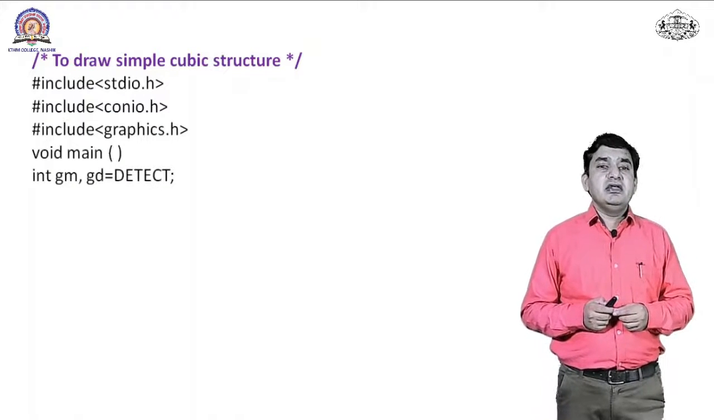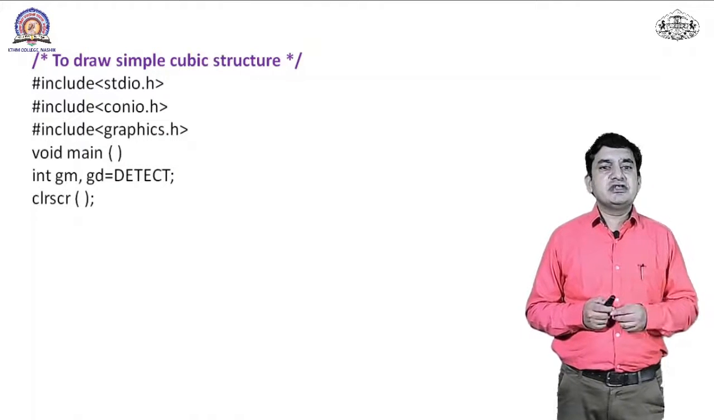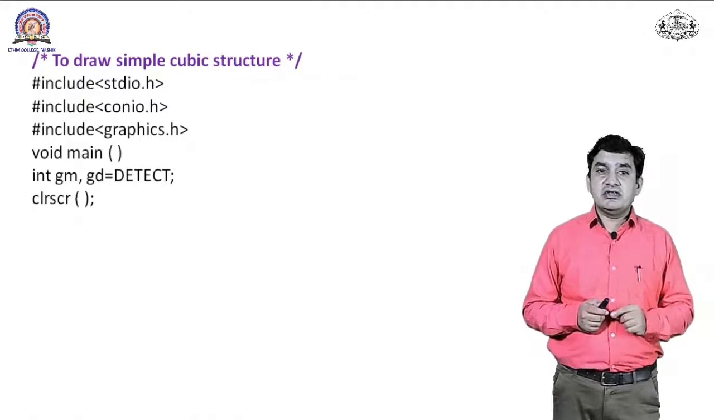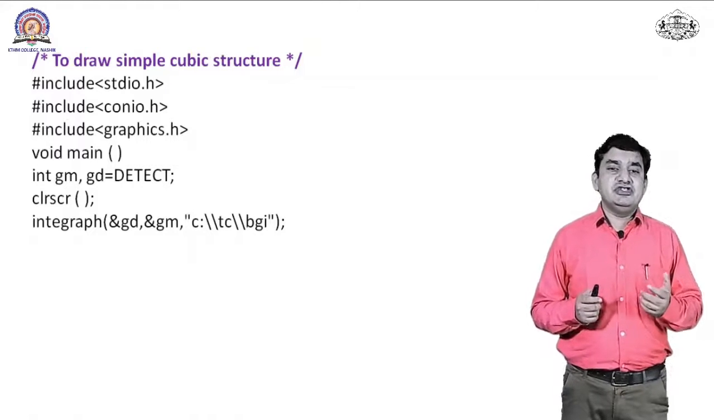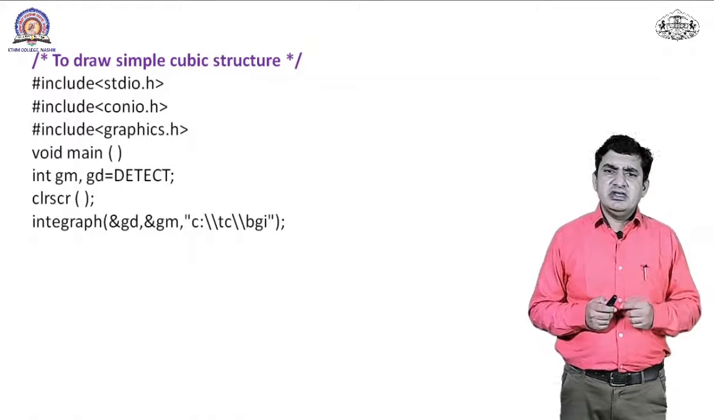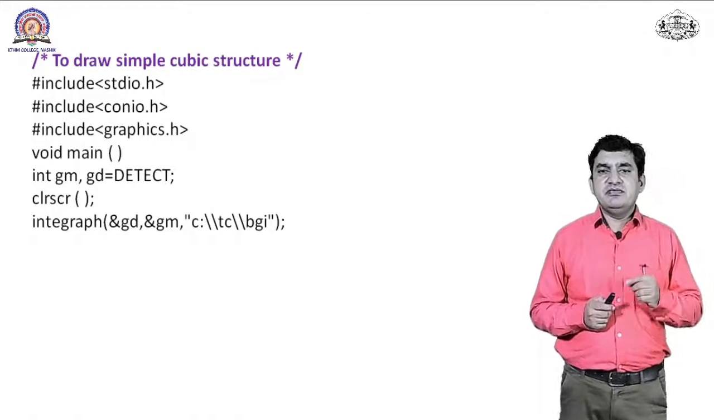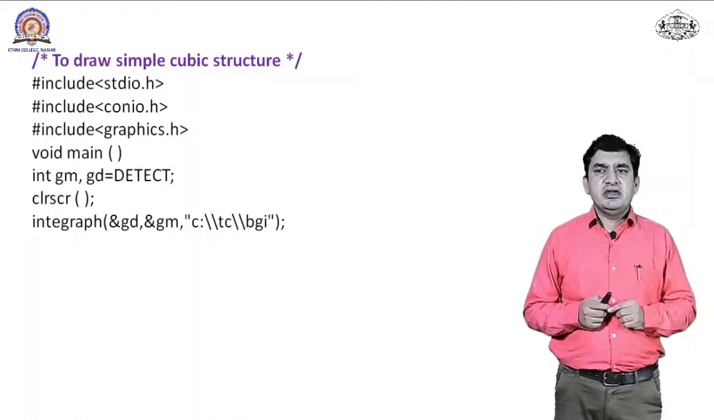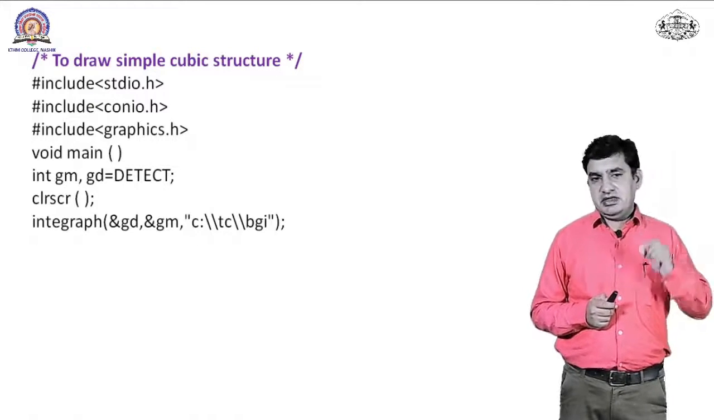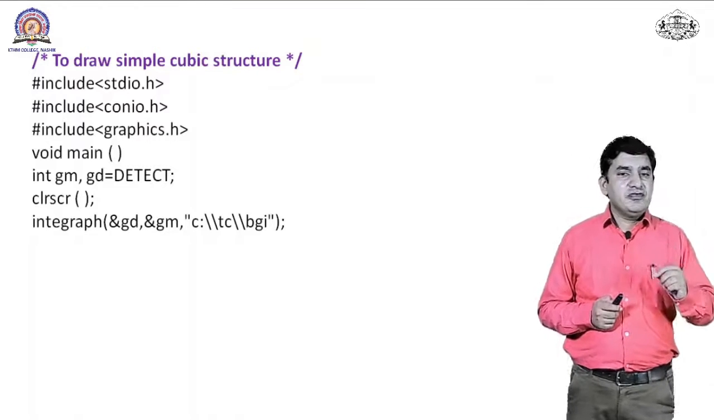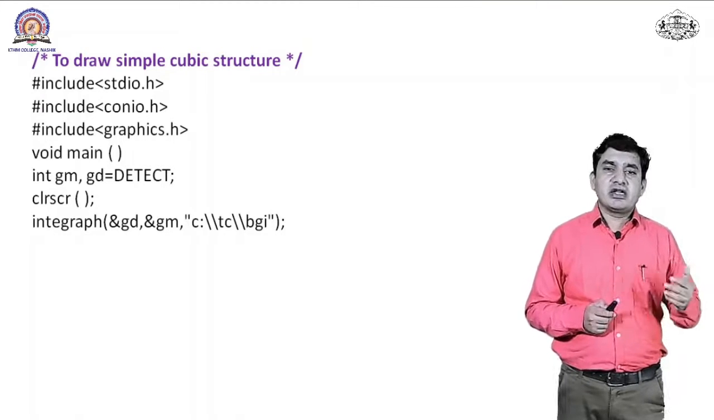Then int gm, gd is equal to DETECT. Then next is clrscr, which is used to clear the previous output. initgraph(&gd, &gm, "c:\\tc\\bgi"). This indicates the Borland Graphics Interface library. initgraph is used to convert the text mode into the graphics mode.